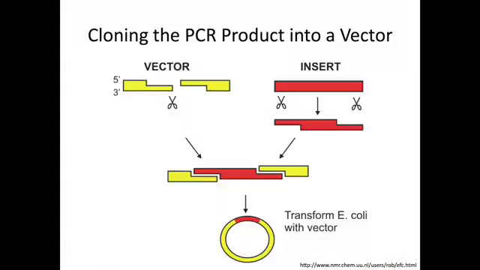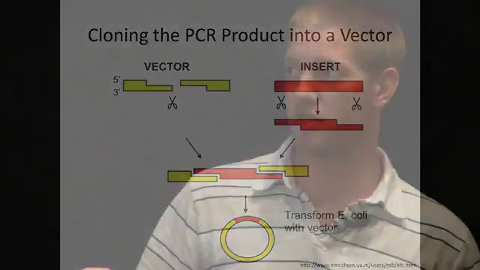And then we can take this now circular vector, so this actually is a complete circle with just a piece cut out of here. We can take this circular vector, transform it into bacteria, and then amplify and further amplify that and purify this DNA piece out of the bacteria.